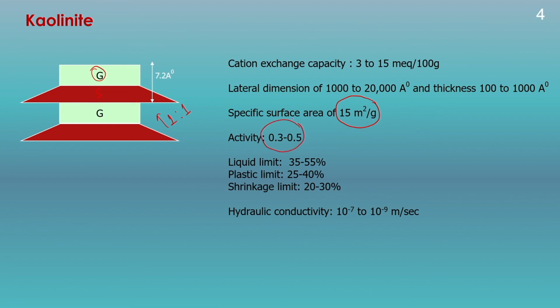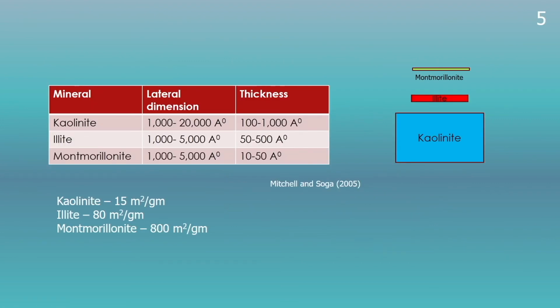0.3 to 0.5. The liquid limit of kaolinite is very less in comparison to montmorillonite, in the range of 35 to 55%. The plastic limit is between 25 to 40%. However, the shrinkage limit of kaolinite is quite high in comparison to montmorillonite and illite, around 20 to 30%. Due to its less swelling tendency, the hydraulic conductivity of kaolinite is large in comparison to montmorillonite and illite, in the range of 10 to the minus 7 to minus 9 meter per second.